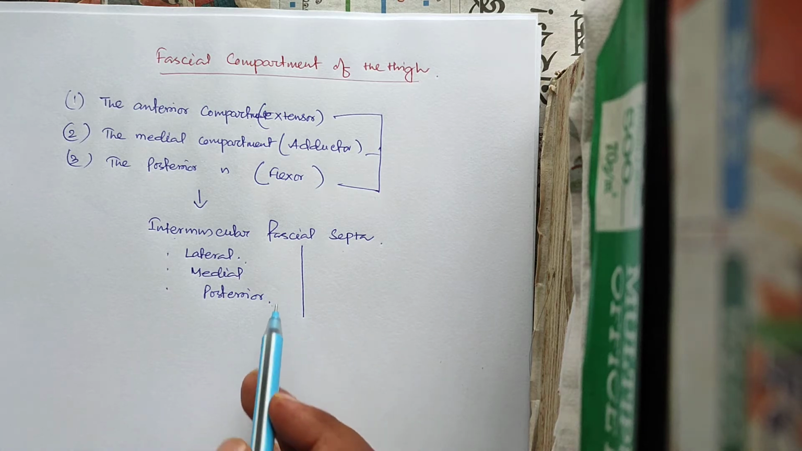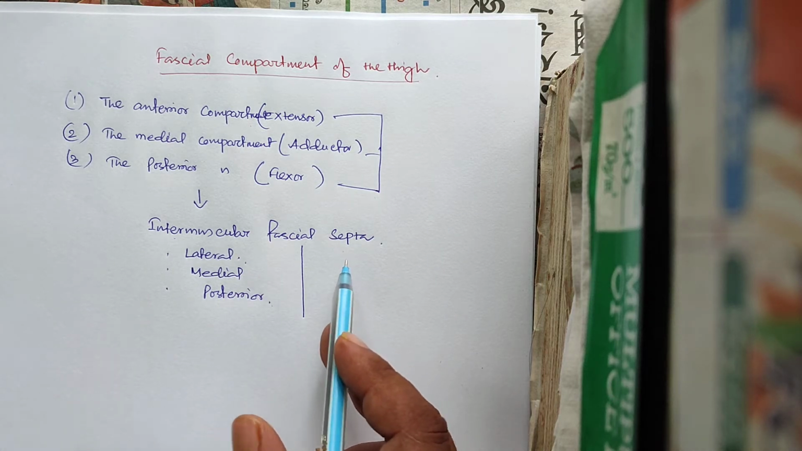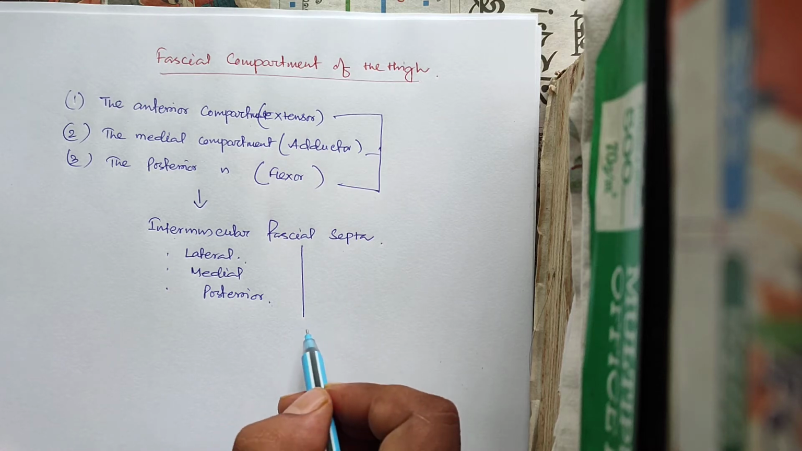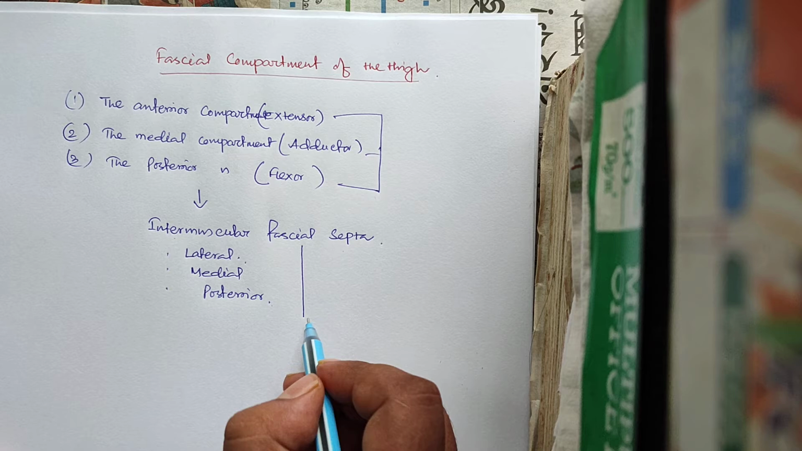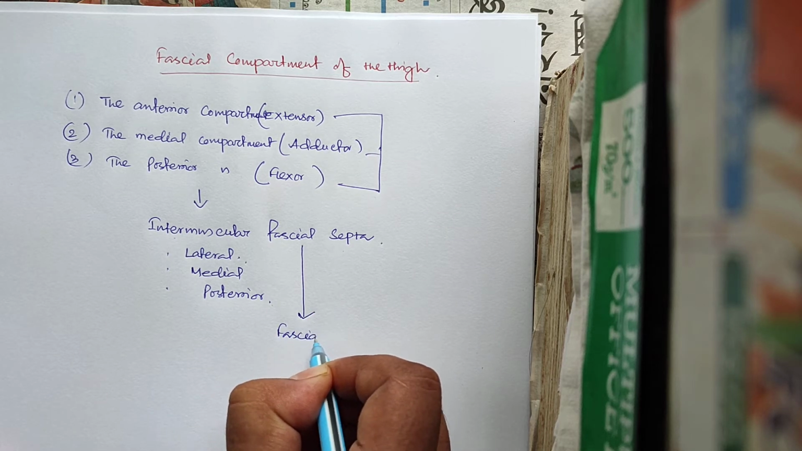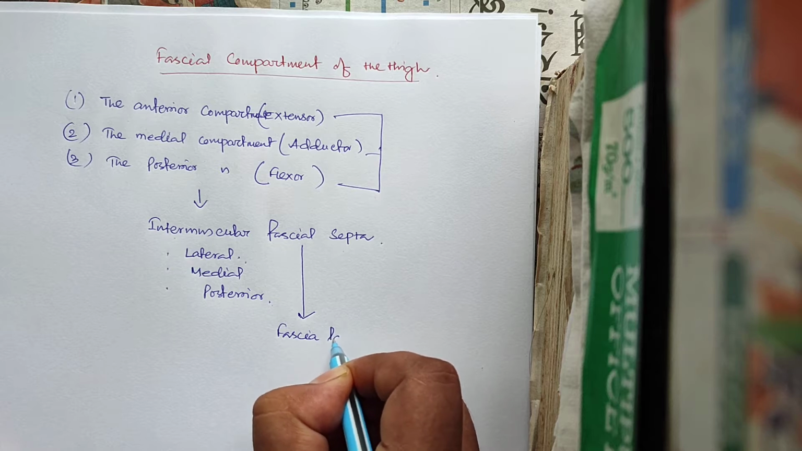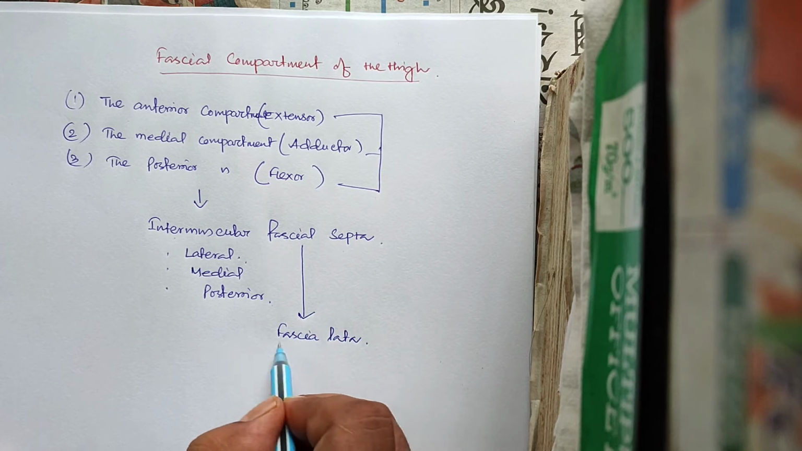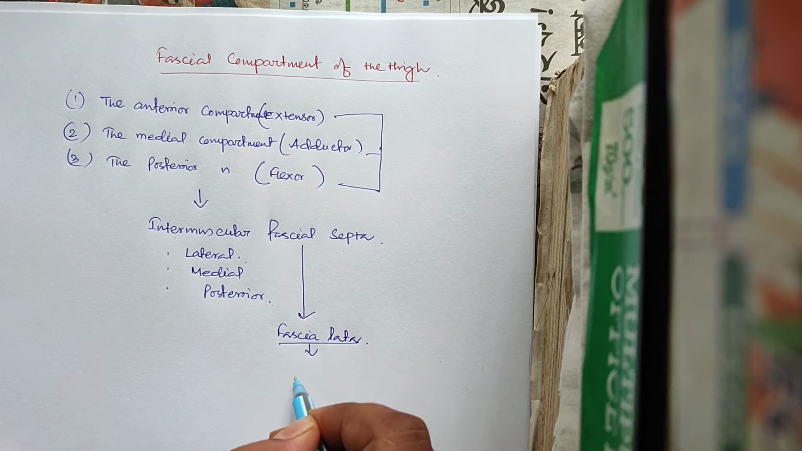And these intermuscular fascial septa are formed by the fascia lata. The fascia lata forms a sleeve or stocking-like structure.